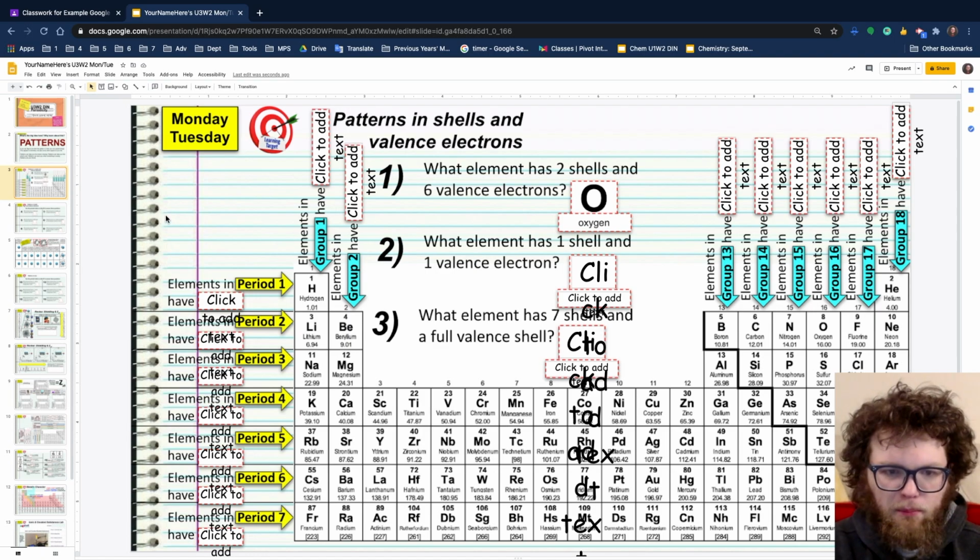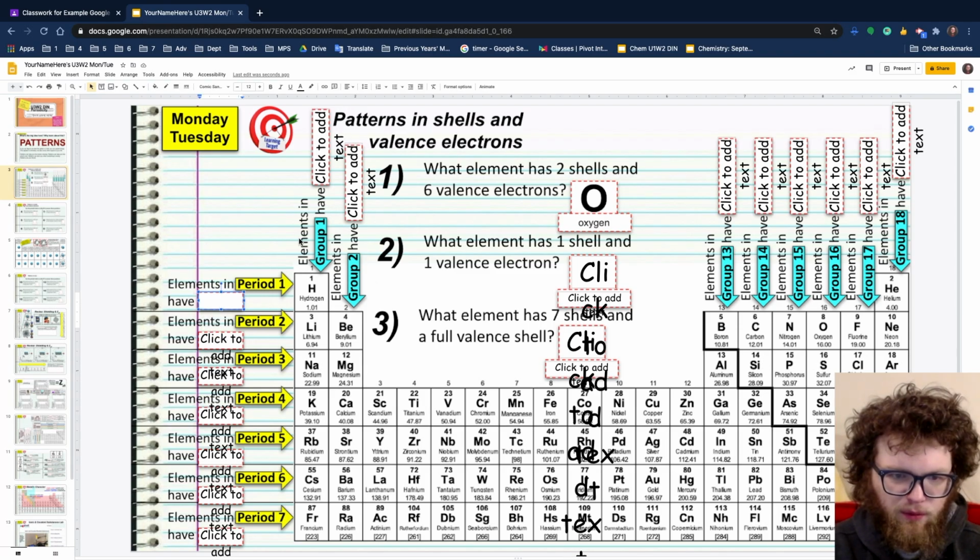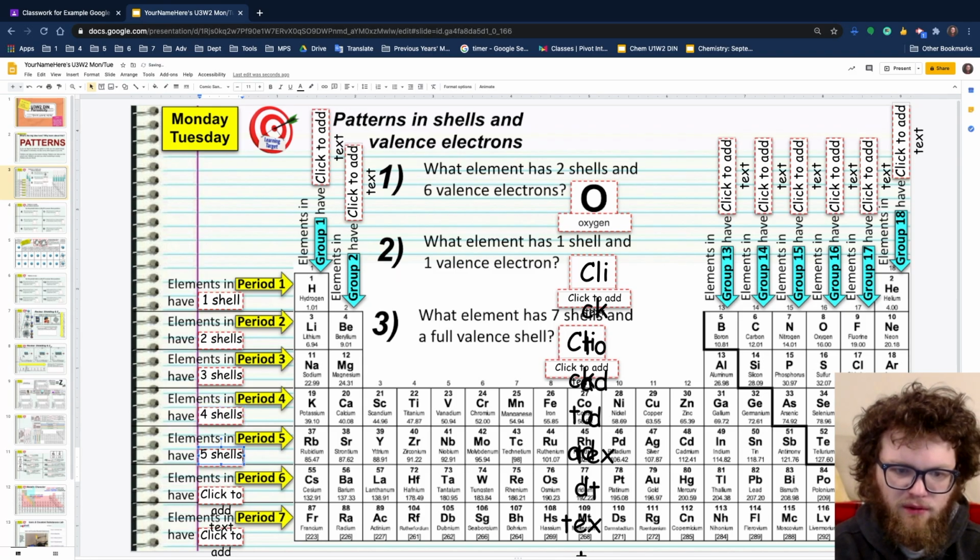So if I remember correctly about this pattern, this is a review from last week. Elements in period 1 have 1 shell. Elements in period 2 have 2 shells. Elements in period 3 have 3 shells. Elements in period 4 have 4 shells. Elements in period 5 have 5 shells. Elements in period 6 have 6 shells. And elements in period 7 have 7 shells.